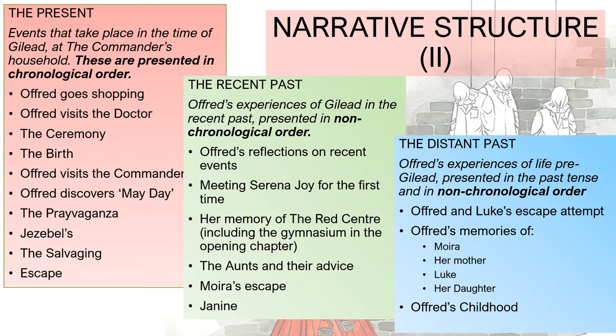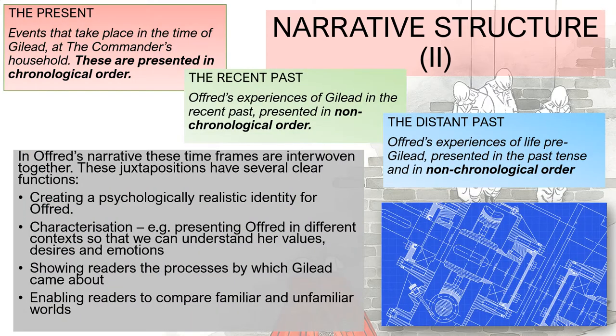So this is a significant way of thinking about the structure in terms of the chronological present and then almost two kinds of past, which, when we're talking about psychological realism, gives Offred's character a lot of psychological depth. So these help create, as I said, a realistic identity for Offred. They also help in terms of characterizing Offred. So we imply a lot of our understanding about Offred's values, what sort of person she is, her desires and her emotions. These are constructed through the juxtaposition of past events and the present.